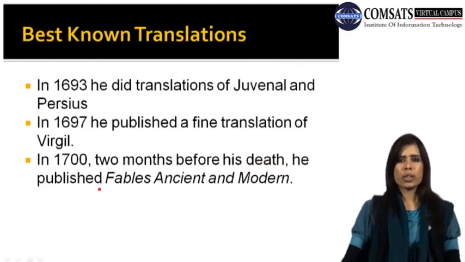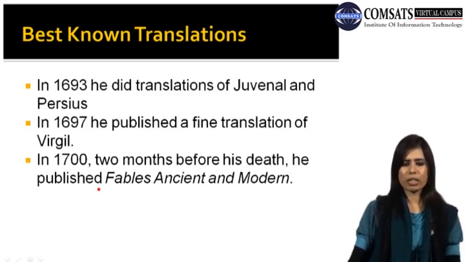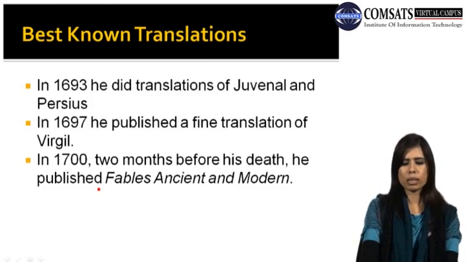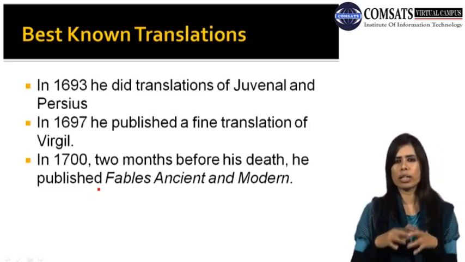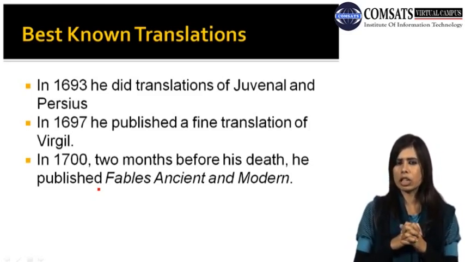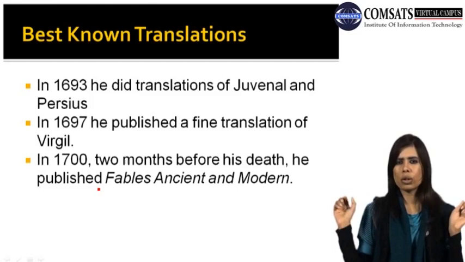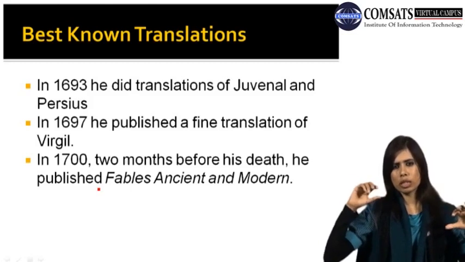Best known translations: here we are focusing on his translations, apart from his poems and other works. In 1693 he did translations of Juvenal and Persius. Fine. In 1697 he published a fine translation of Virgil. And in 1700, two months before his death, he published Fables, Ancient and Modern. So basically, all these are translations into the English language. He translated the works of other writers who wrote in other languages, and these are his best known translations.